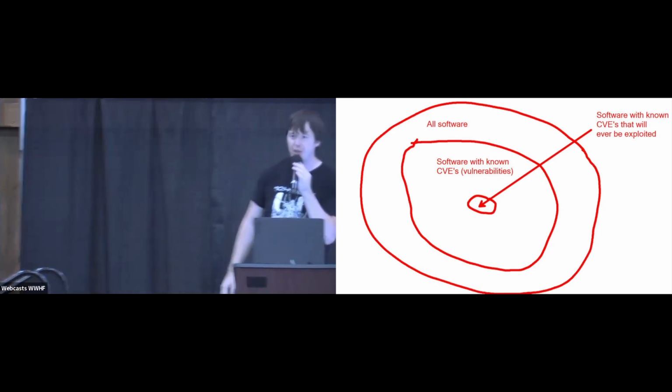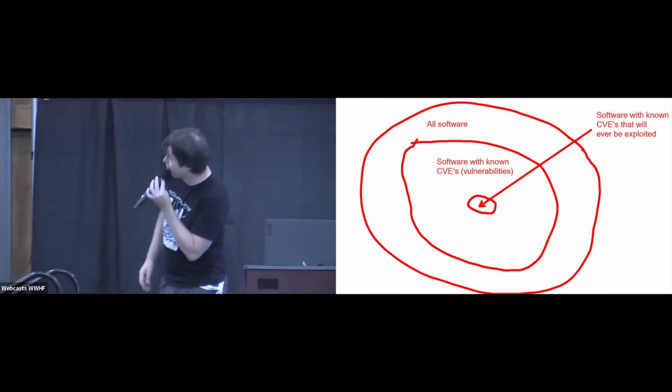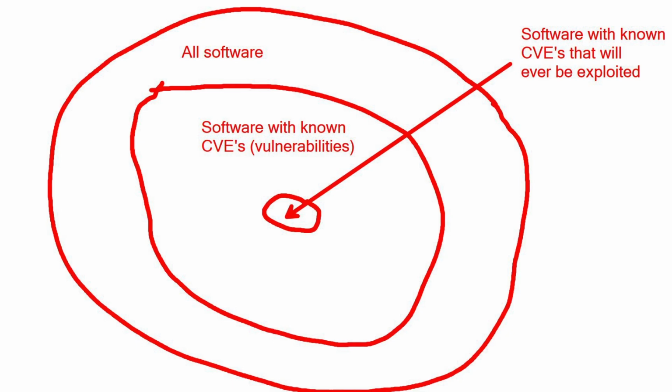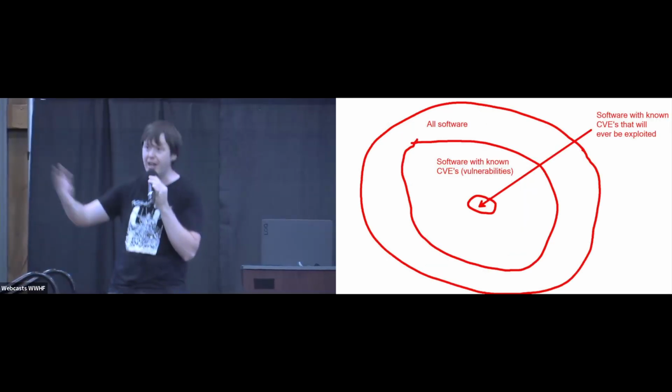All right, here's a very fancy Venn diagram. On the outside, we have the most inclusive circle, all software. And first of all, CVEs are not issued for all software. In fact, not even all vulnerabilities get a CVE assigned.